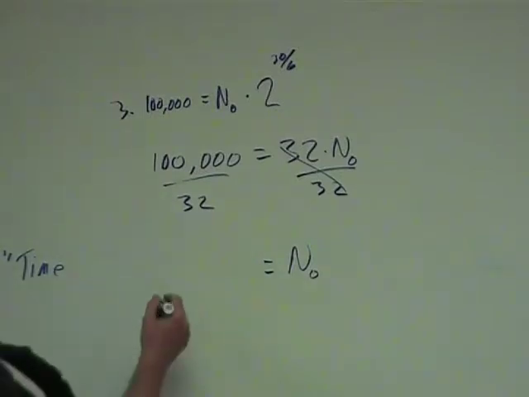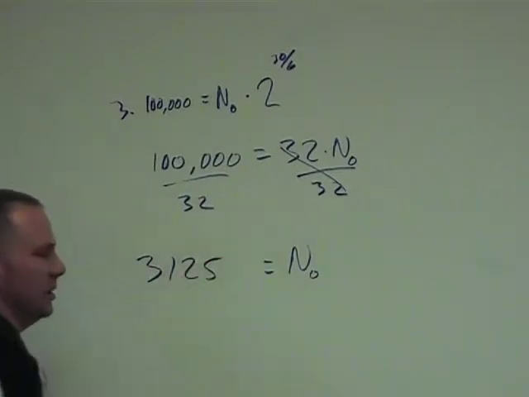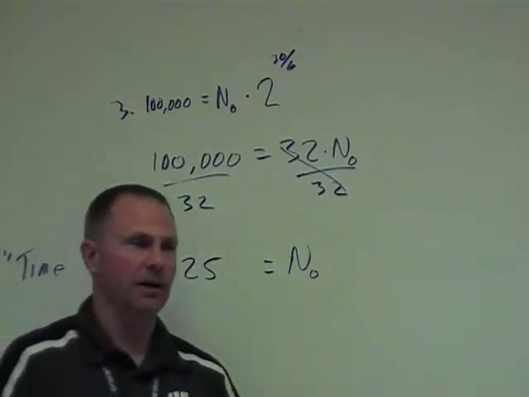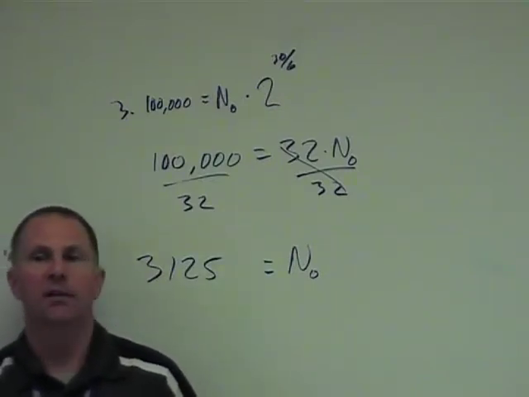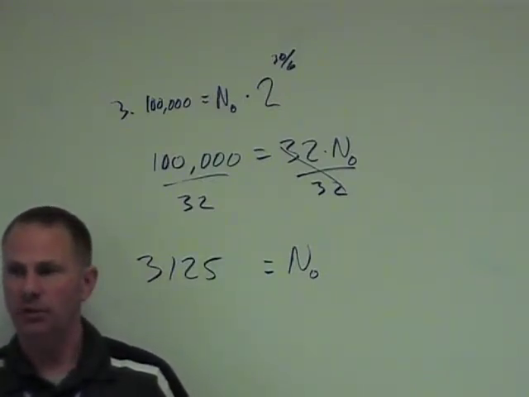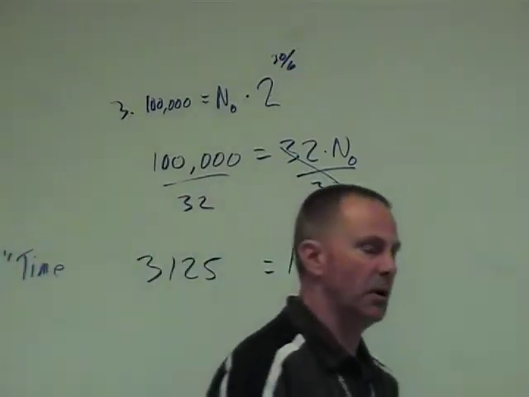3,125. Everybody check, make sure she did it right. She did it right. The initial population of the squirrels in this area was 3,125. That's N of 0. That's important because now you look at part B.